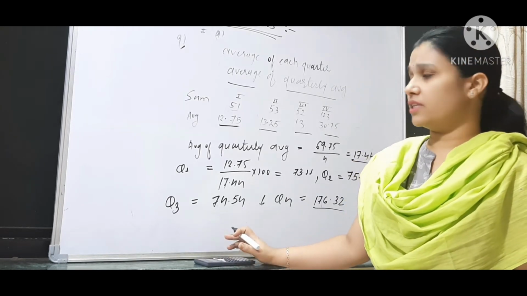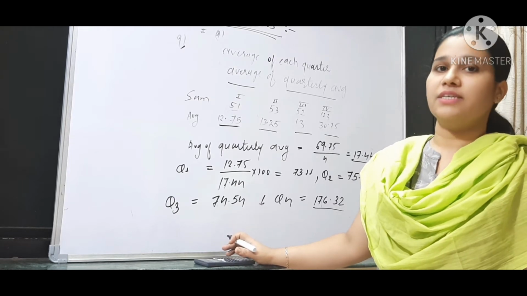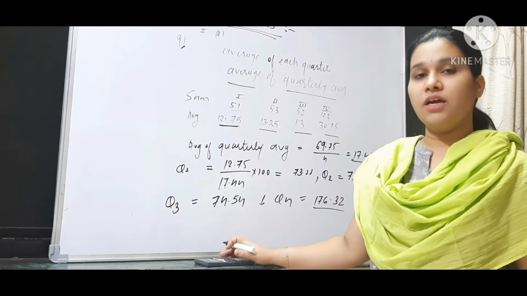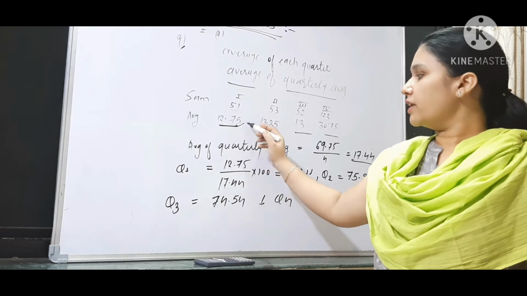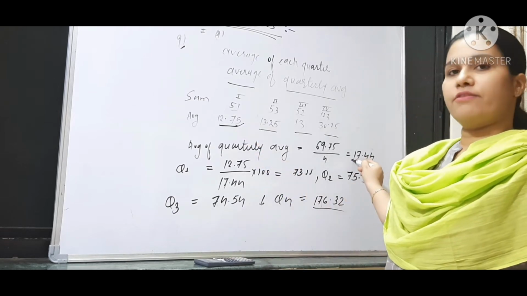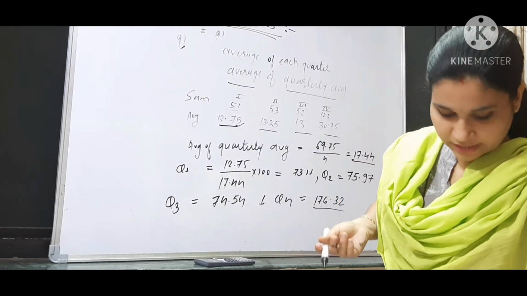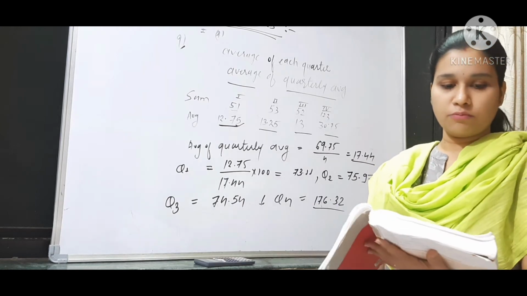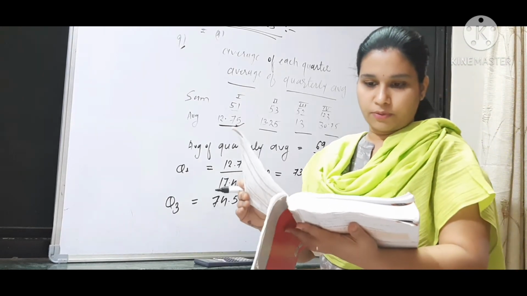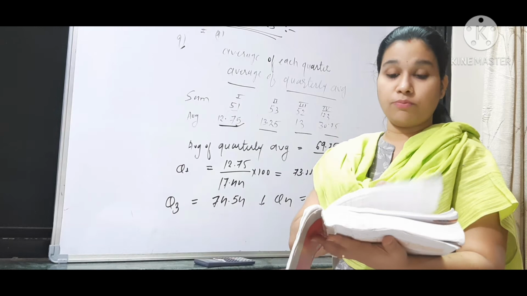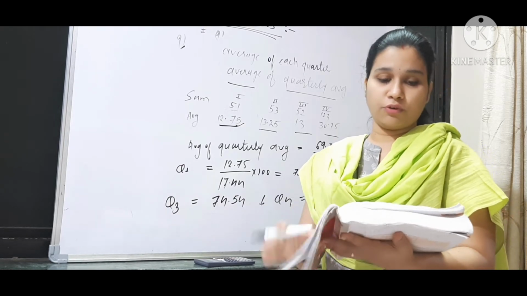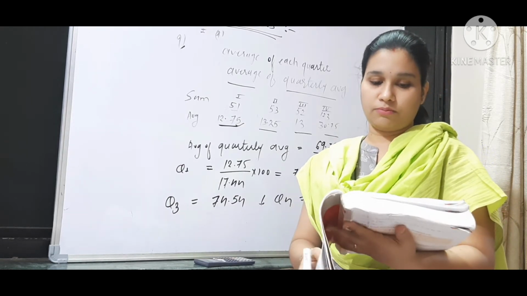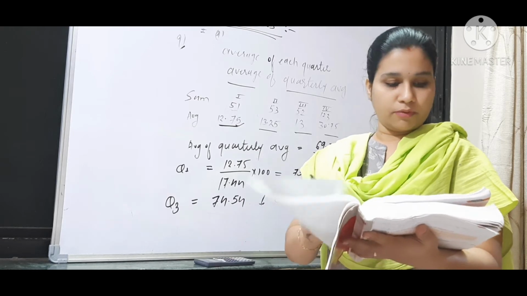So very easy. First take the average of all quarters, then again take the average of the quarterly averages, and then compare these individual averages with this quarterly average on 100%. You will get the indices. So this method is solved in the module in question 9.29 on page number 19.48. On page 19.48 you will get such a type of solved question.